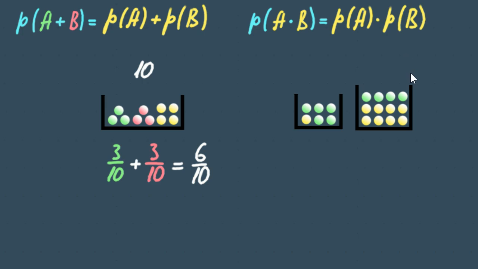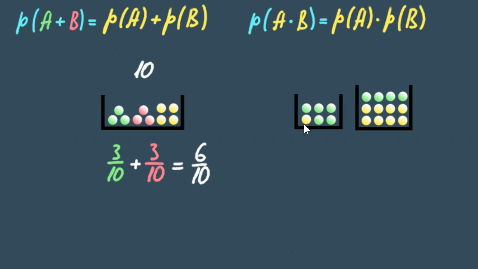Consider an example. We take out one ball from two boxes at random. What is the probability that both balls will turn out to be yellow? Event A is from the first box, we get a yellow ball. Event B is from the second box, we get a yellow ball. And in this case, events A and B are independent. That is, the appearance of a yellow ball from the first box does not depend on the occurrence of a yellow ball from the second box and vice versa.